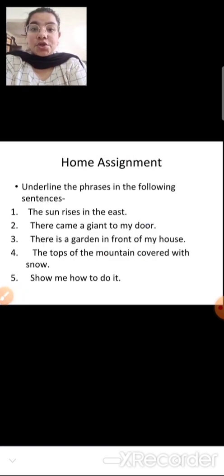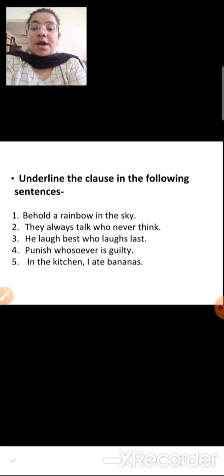Now here is your home assignment: in the first question you have to underline the phrases, and in the second question you have to underline the clauses. I hope that you have understood the difference between phrase and clause, the kinds of phrases and the kinds of clauses. And the rest of this chapter we will complete in the next video. Till then, revise what I have taught you again and again. Keep practicing phrases and clauses.